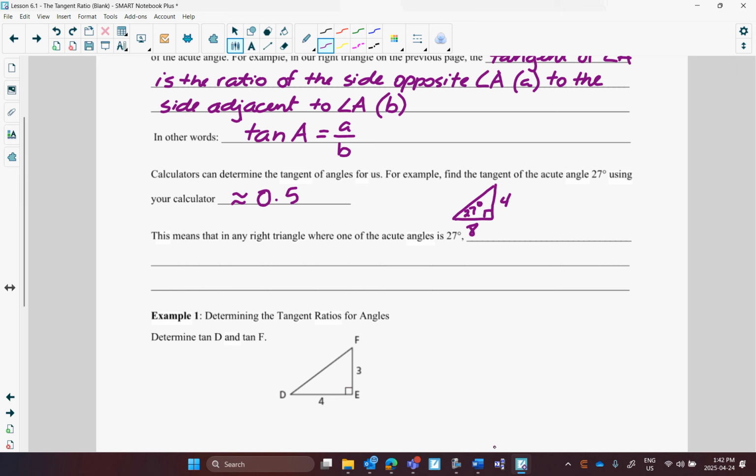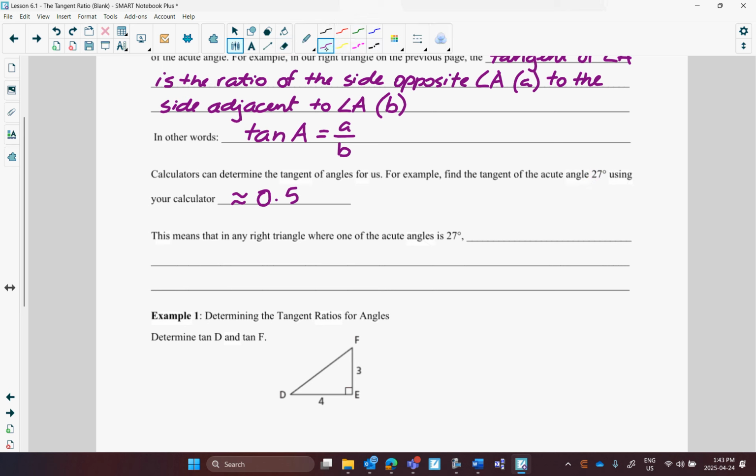But I said that triangle exists, because this divided by this is 0.5. Would this triangle exist? Yes. Would this triangle exist if I told you it was 27? No. So that's what it means. I want you to have some idea of what it means before we just start calculating.